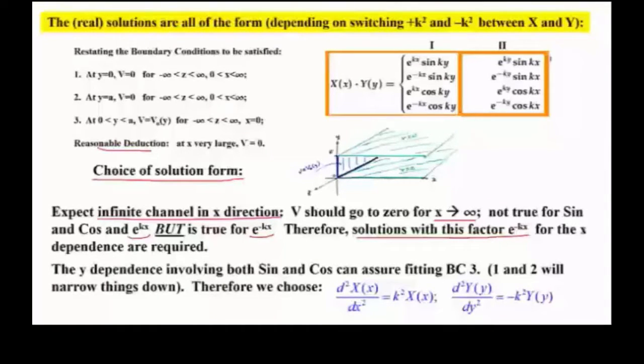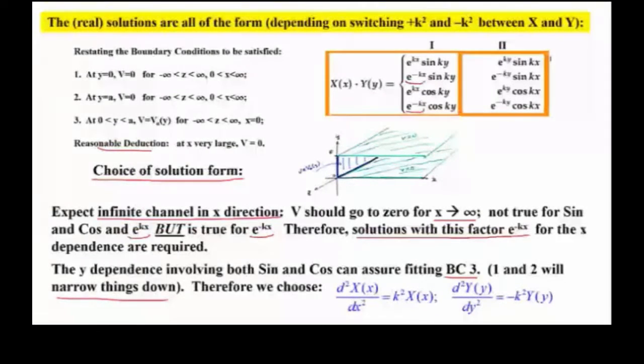So that's why I said that this set of equations here, these set of terms, are important to have because of this dependence right here. We're going to throw out the e to the kx. The y dependence, involving both sine and cosine, can assure that we can fit the boundary condition 3. 1 and 2 will help us narrow things down.